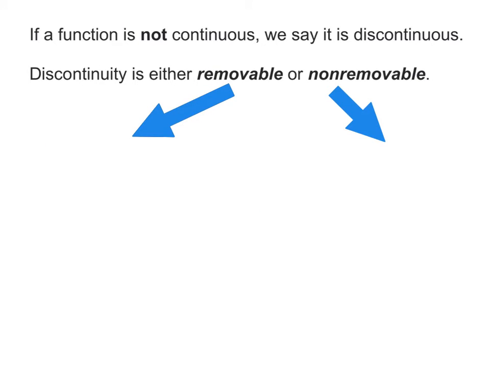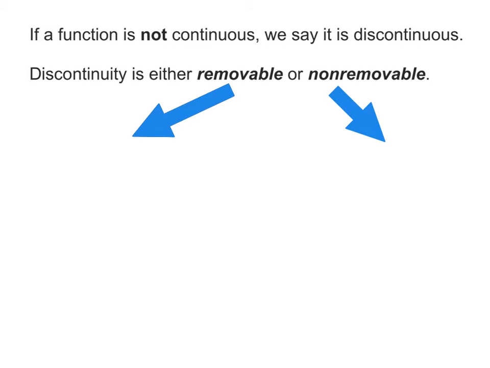So a function that's not continuous we say is discontinuous. And there's two types of discontinuities. They're either removable or non-removable. Now the removable discontinuity was kind of like we just looked at.